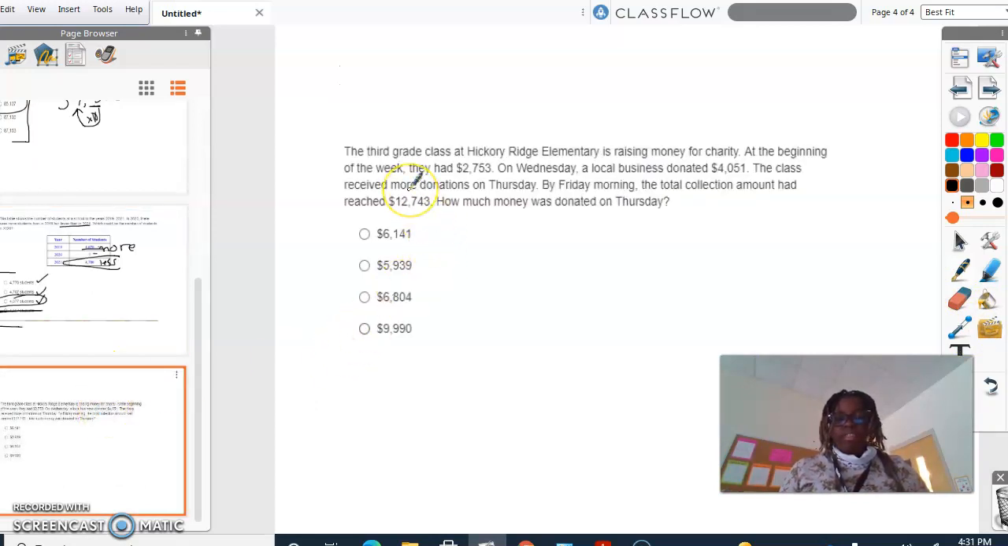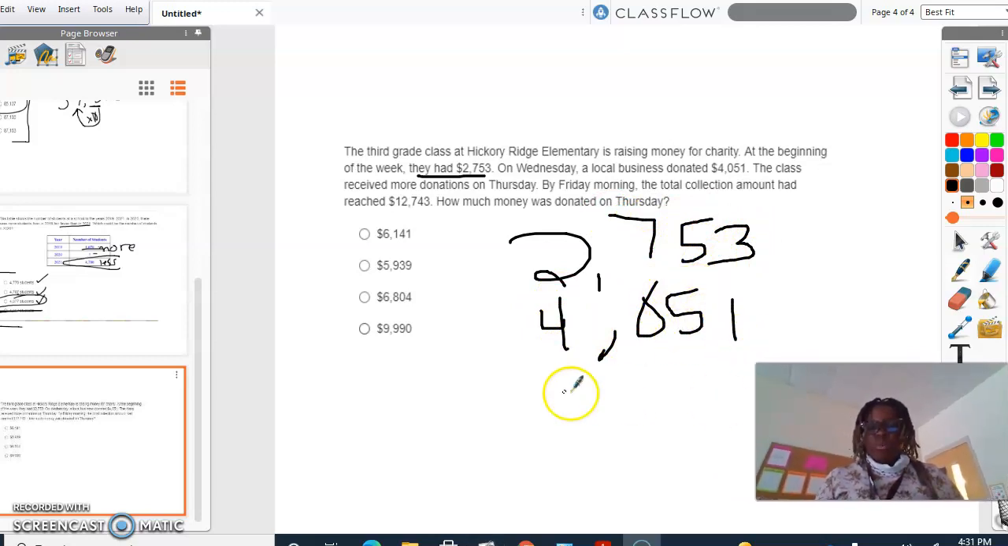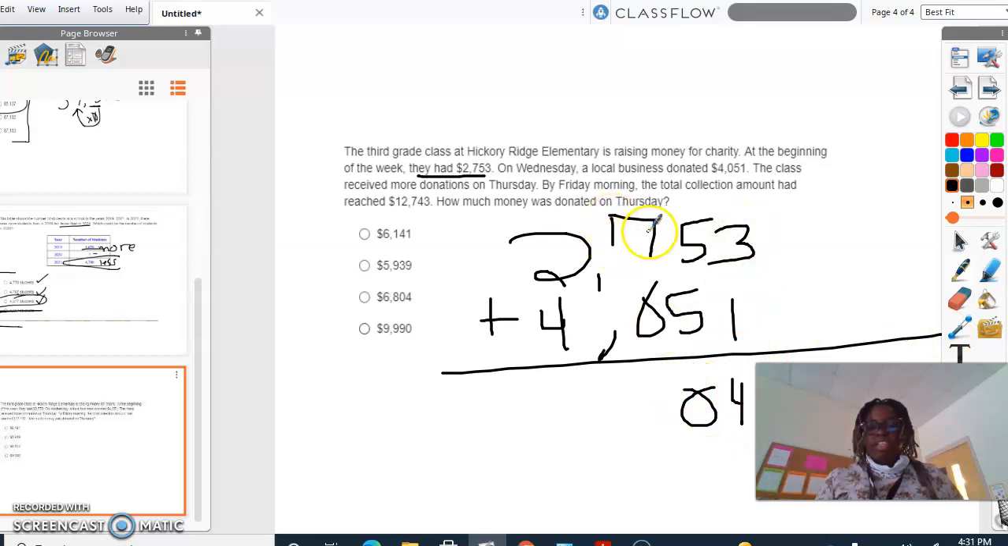All right, let's look at this last one. The third grade class at Hickory Ridge Elementary is raising money for charity. At the beginning of the week, they had $2,753. On Wednesday, they have $4,051. All right, what should I do with both of these to see how much money they have? Great, add it. So if I add this up, what's 3 plus 1? 4. 5 plus 5 is 10. 7 plus 1 is 8. 4 plus 2 is 6. So we have 6,804. But am I finished with this problem?